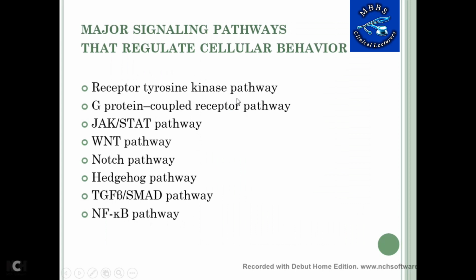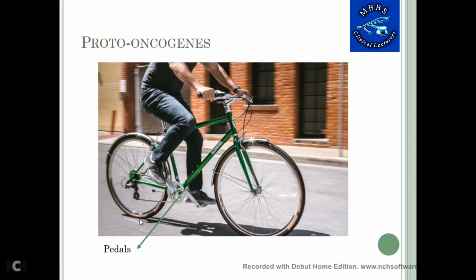Now, this is the list of the signaling pathways that take part in the oncogenic pathways. You don't need to remember them all, but just remember the names. I'm not going to give you detail of each of these pathways because this is out of your scope. Some important pathways are the receptor tyrosine kinase pathway, G-protein coupled pathway, JAK-STAT pathway, WNT pathway, Notch pathway, Hedgehog pathway, TGF-beta pathway, and NF-kB pathway.